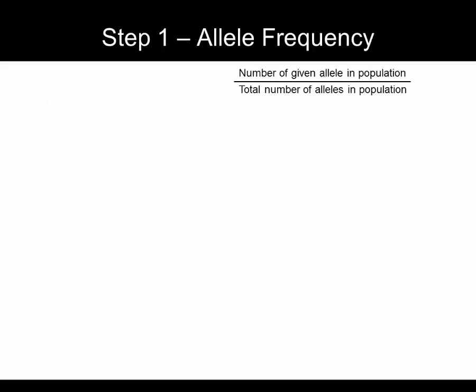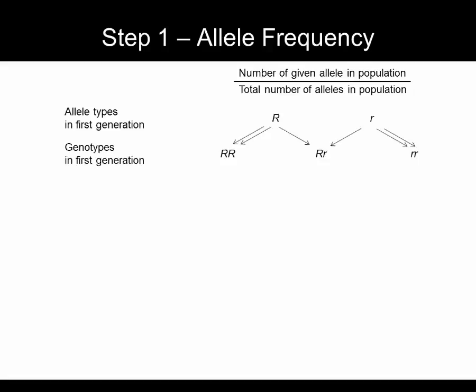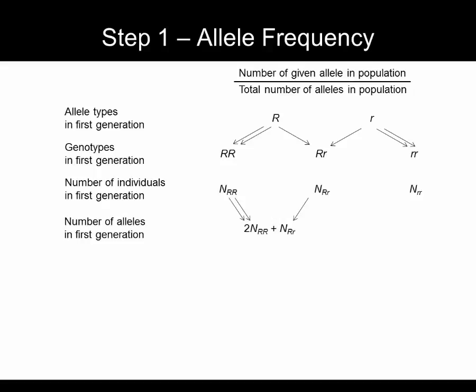The first thing we need to do when calculating Hardy-Weinberg equilibrium is get the allele frequency, which we said is the number of a given allele divided by the total number of alleles in the population. So let's say we have the simple case where there are two alleles for a given gene, a dominant and a recessive allele. These alleles are distributed across homozygous dominant, heterozygous, and homozygous recessive individuals. We need to know how many individuals have each genotype in a given generation. Then we calculate the number of dominant alleles as 2 times the number of homozygous dominant individuals plus the number of heterozygotes.